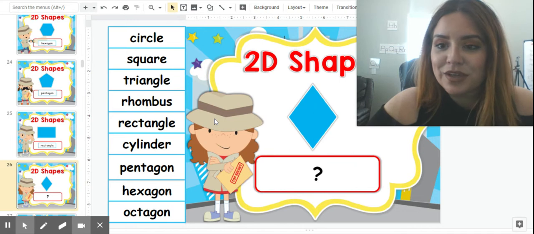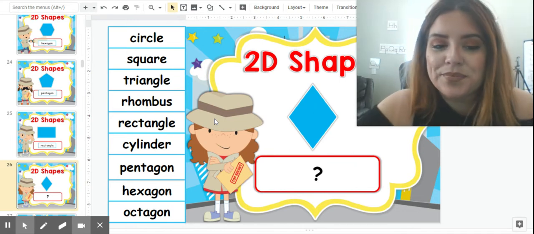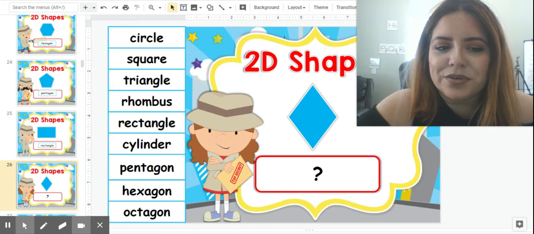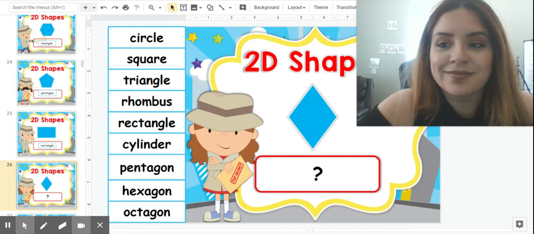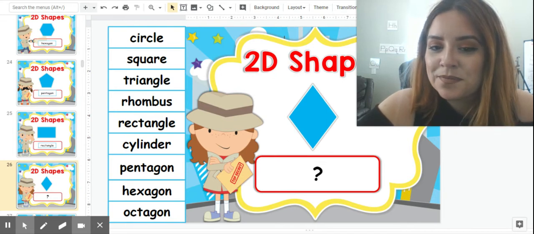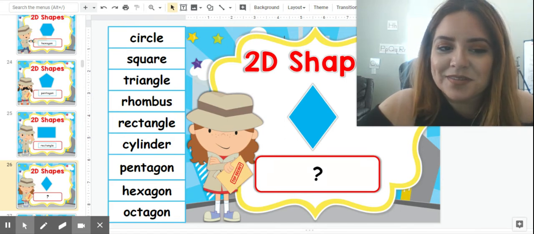Okay, and this one's tricky. It's not a diamond. It has a different name. So I'm going to narrow it down for you. Is it a triangle? No. Is it a rhombus? It's a rhombus.